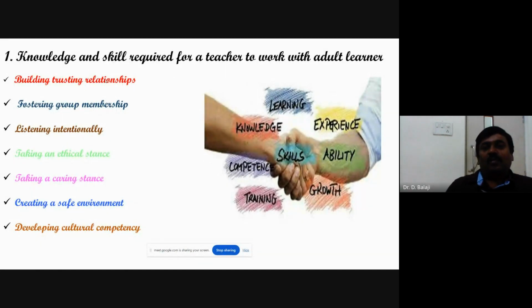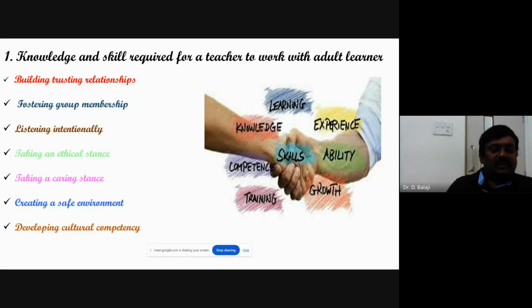So they will tell their problems, and when you are listening to them, they will open up, they will believe you, and they will learn. They will listen to your words like your follower, and you will be like a leader. Taking an ethical stance means taking a position that the group believes to be right and true, which means listening with an open mind, listening intentionally, and showing empathy towards the students. You should not criticize them all the time, saying you don't understand something. You should stand in their shoes and think accordingly.